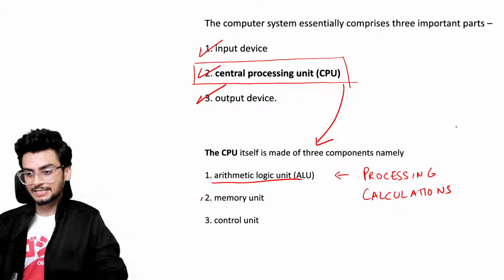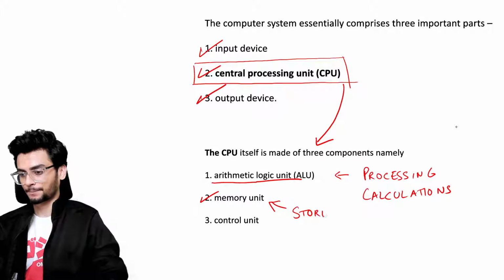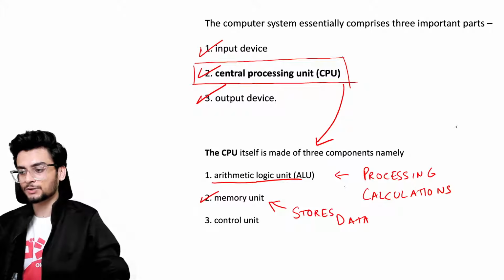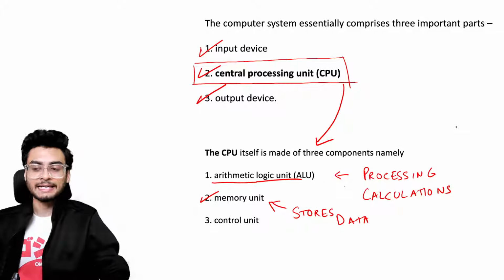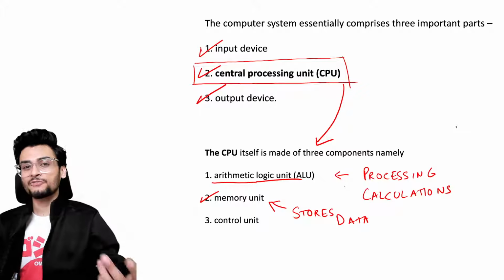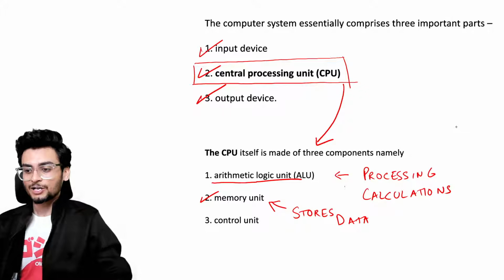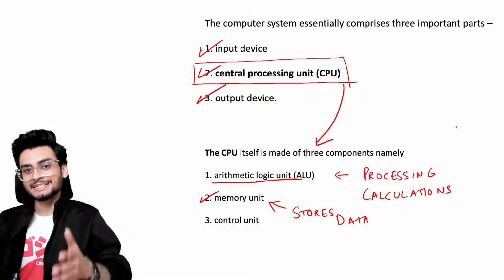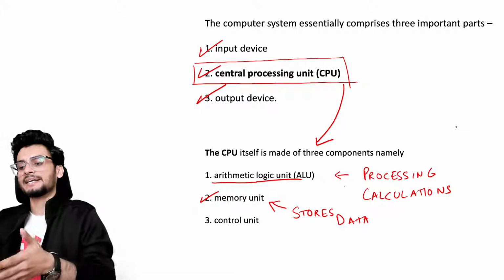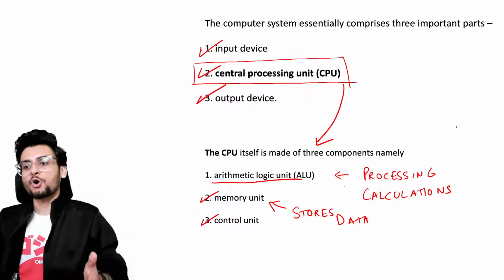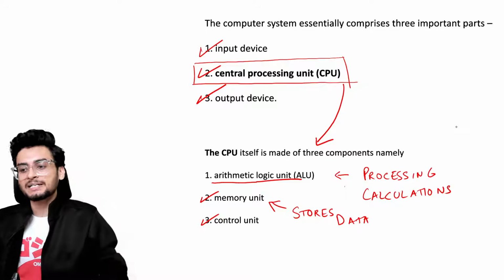The second part is the memory unit which stores data. Right? Now data can be of different types. हो सकता है audio data है, हो सकता है video data है, textual data है, and it can also be of types कि आपका अगर PC restart हो गया, some of the data will be deleted. So memory unit stores temporary data as well as the permanent data. And the third one is control unit, which controls all these devices together, all these parts together.